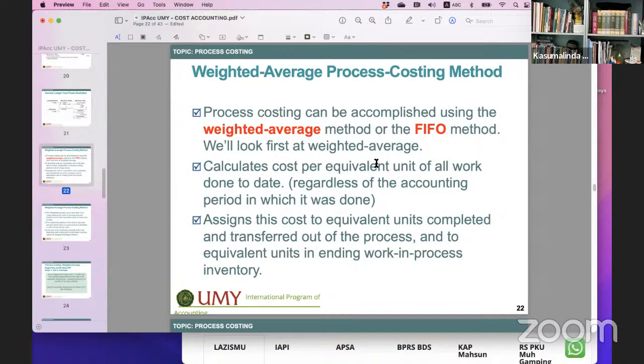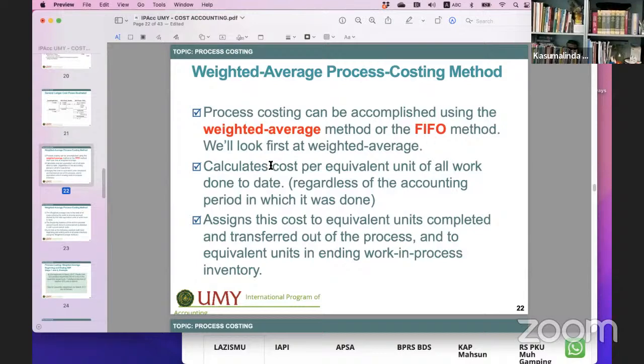Okay, as I explained to you just now, indirectly I already explained the weighted average method, where it averages out all the costs incurred with the equivalent units that we calculated. So we have two methods in process costing. We have the weighted average method and the FIFO method, first in, first out method.